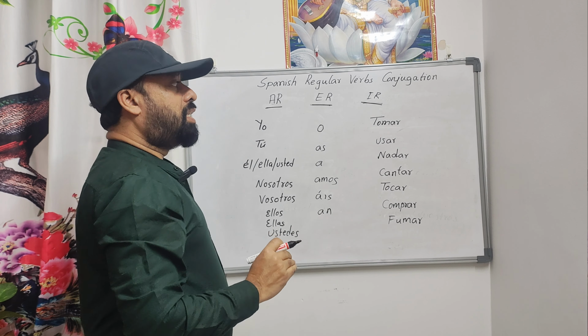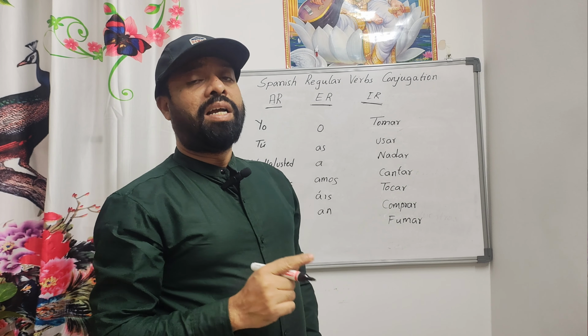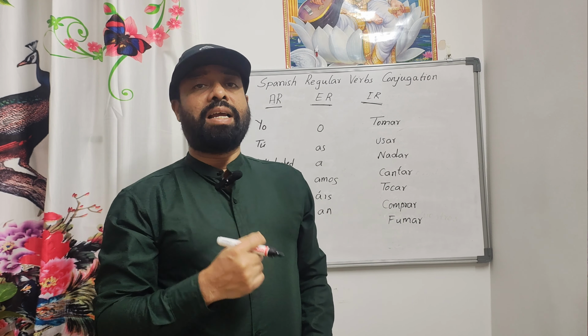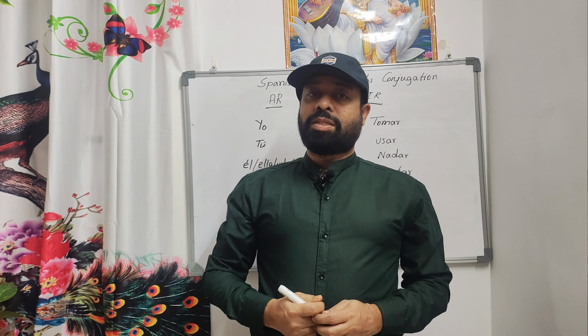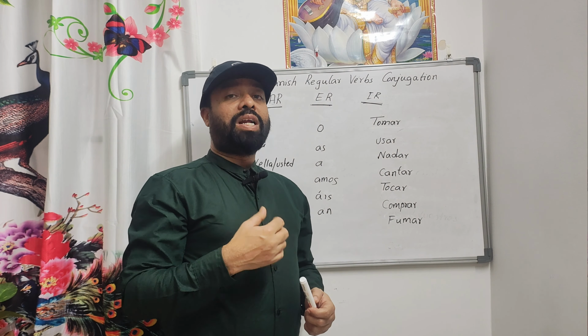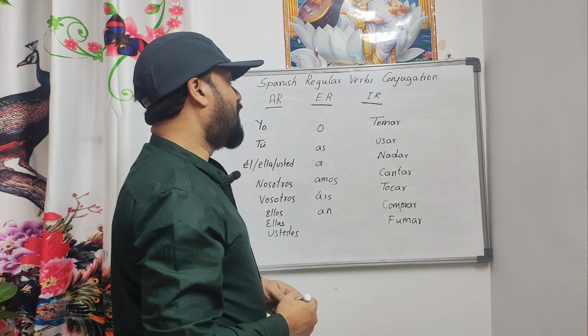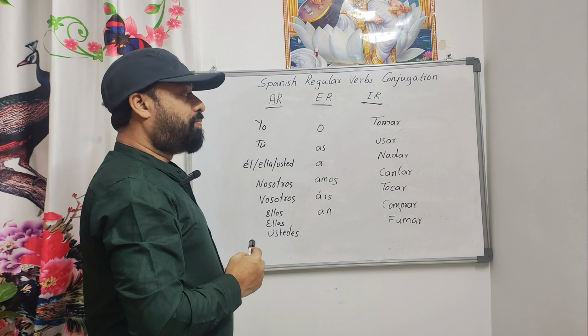In English, for example, go has an o ending, play has a y ending, speak has a k ending. There is no particular rule for how a word ends. All 26 letters of the alphabet can be an ending. But in Spanish, it's very easy. Whether it is a regular or irregular verb, it is divided as per its ending, that is AR ending, ER ending, and IR ending.